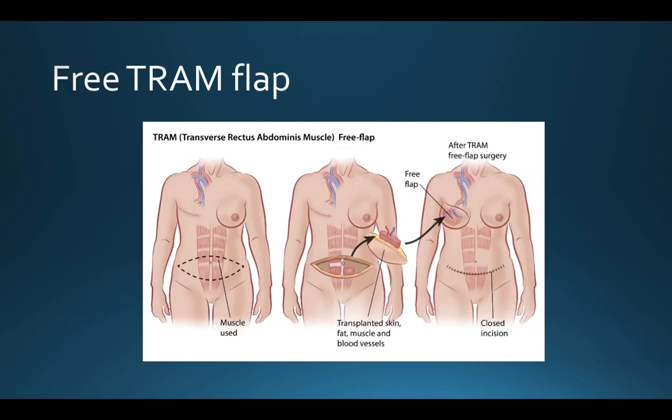And then a free TRAM flap, as I mentioned, the dominant blood supply is the inferior epigastric. So this is where they take that based on the inferior epigastric pedicle, and then they move it up, and they often anastomose to the internal mammary artery. So they actually go down and resect part of the third or fourth rib, and then anastomose to the internal mammary artery and vein there, which is actually pretty cool.